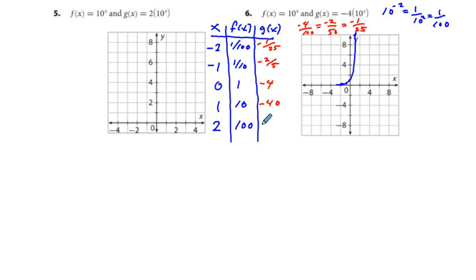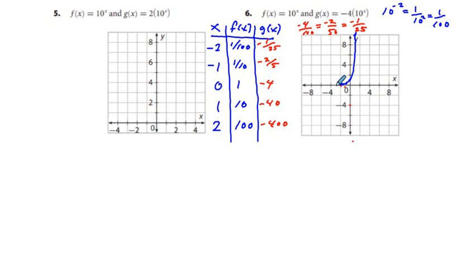And 100 times negative 4 is going to be negative 400. So let's sketch what that looks like here. For negative 2, we get negative 1/25. For negative 1, we get negative 2/5, which is going to be about here. For 0, we have negative 4. And for an input of 1, we have negative 40, so way down here. So the thing is going to look something like this.